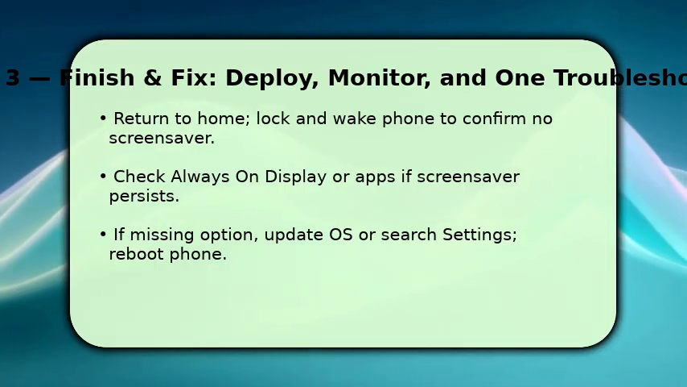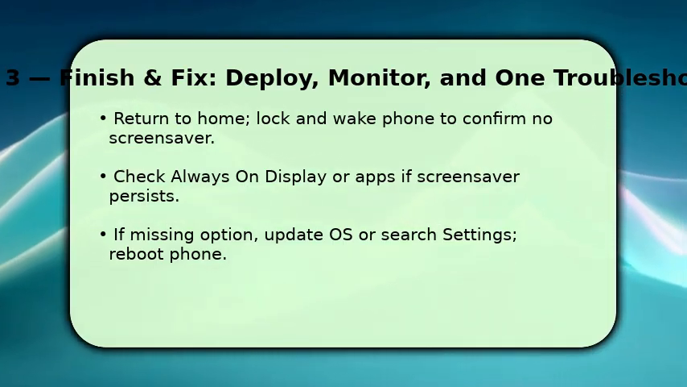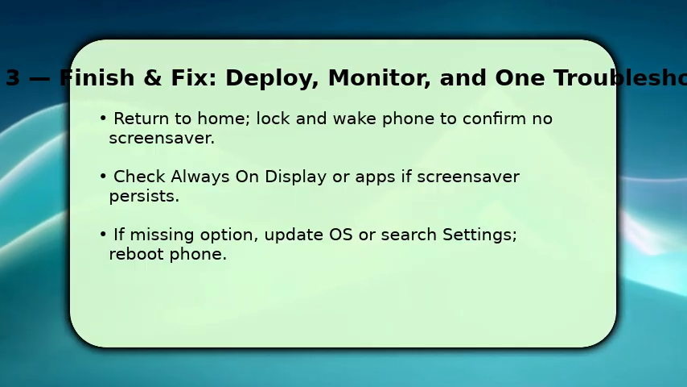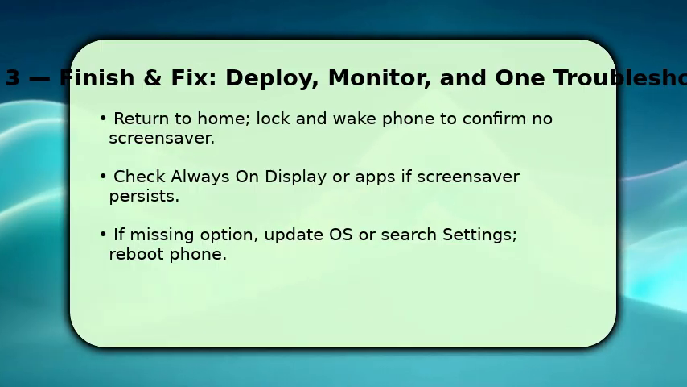If the Screensaver option is missing, update your system software, reboot the phone, or use Settings search for Screensaver. If problems persist, uninstall recent wallpaper apps or clear Settings cache. That usually restores the missing toggle.